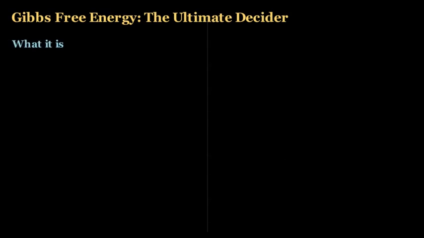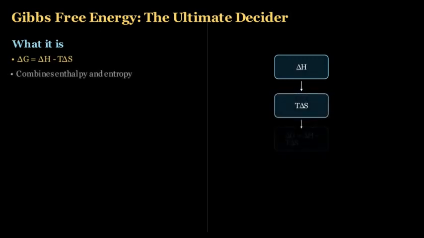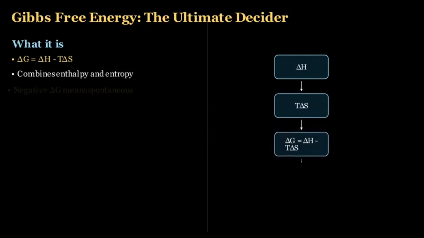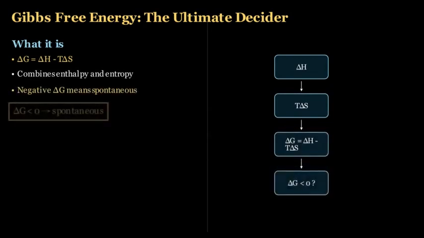Gibbs free energy, written as delta G, is a single quantity that combines the enthalpy change and the entropy change of a process. The formula is delta G equals delta H minus T delta S. Here, T is the absolute temperature in Kelvin. The sign of delta G is the true test of spontaneity. If delta G is negative, the process happens on its own. If it's positive, the process won't go without outside help. It's like a final score that tells you which way nature will move.